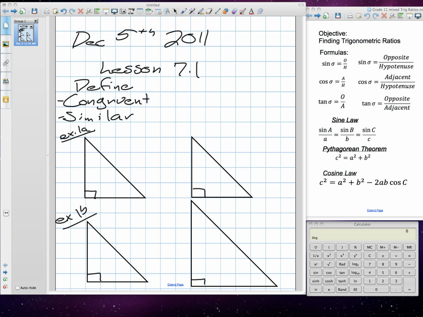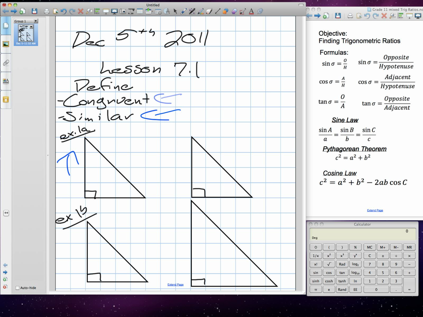Okay, today is December 5th, 2011. We're on lesson 7.7. These are the formulas you're going to be using for the next two chapters. Now, I wanted you to define congruent and similar. And we're going to essentially make sense of those two words from example 1.